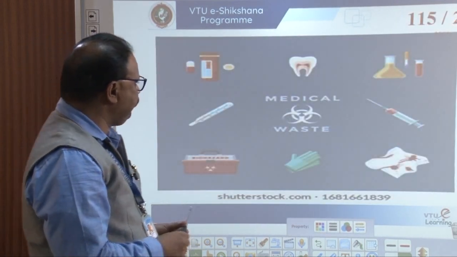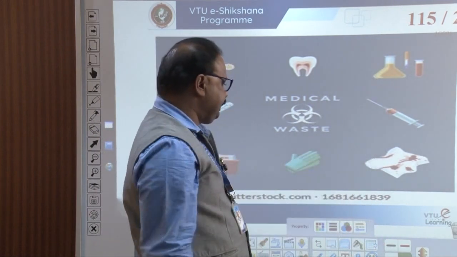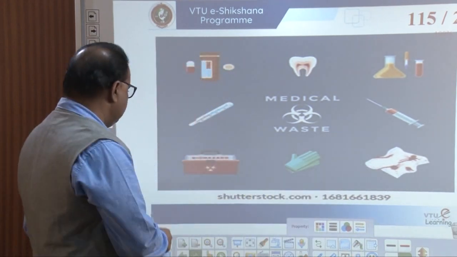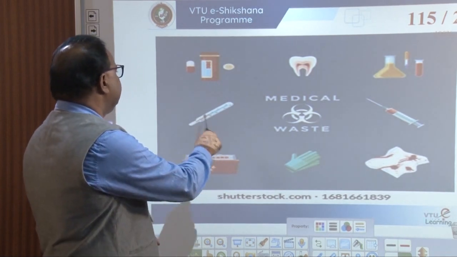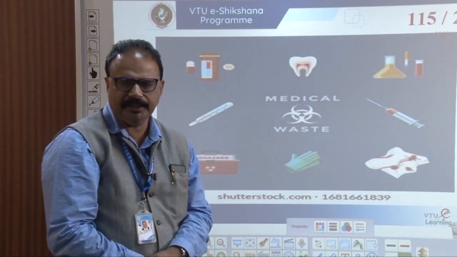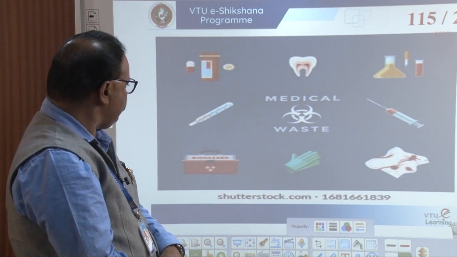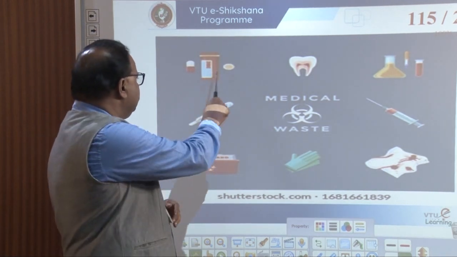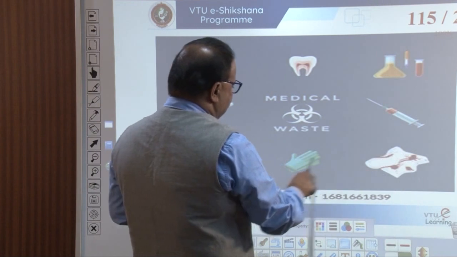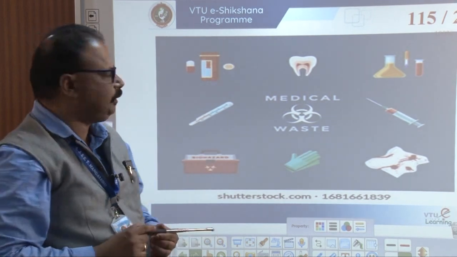See the sources: it may be dental, medicinal, liquid medicine or a lab. See here, there is a band-aid covered with blood, glass materials, so many biohazard materials, blood, everything. This medical waste has all the organic parts and microbes in it. The management is very, very important. This waste contains blood, teeth with blood, bone and syringes. Everything has a lot of microbes in it, so this management is very important.